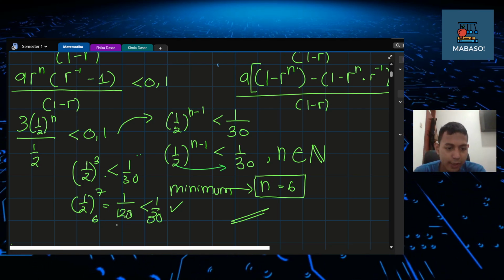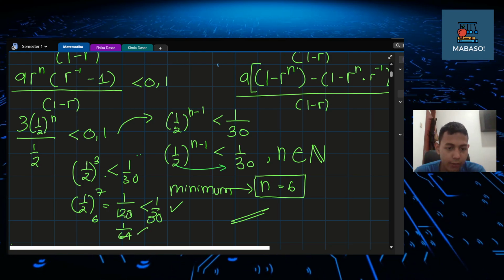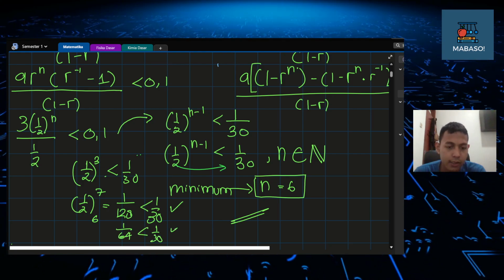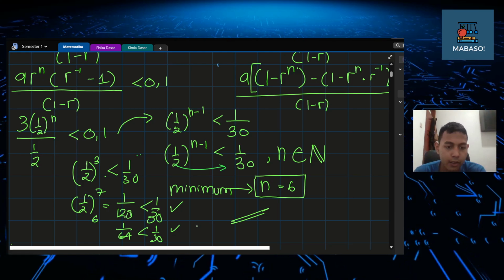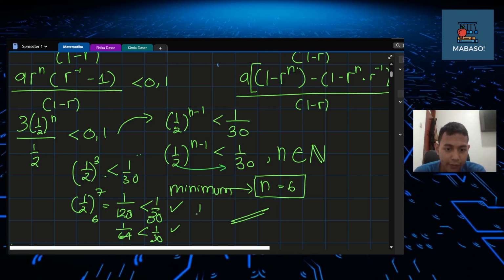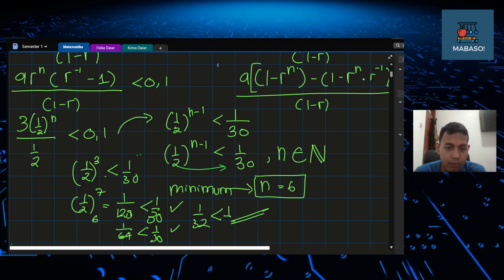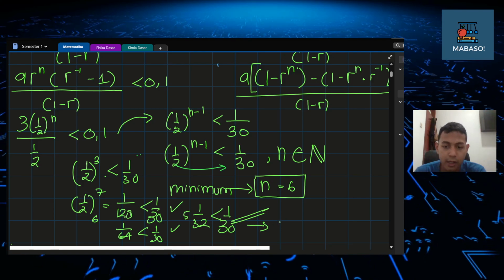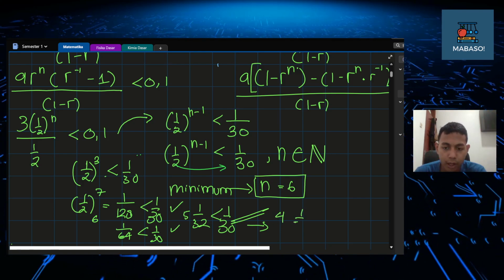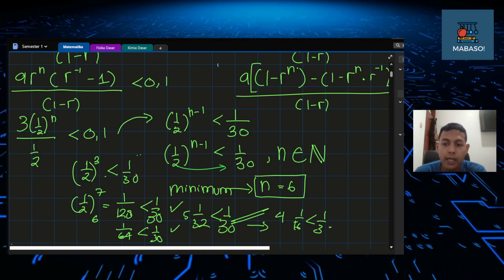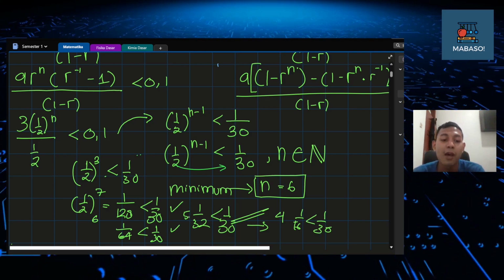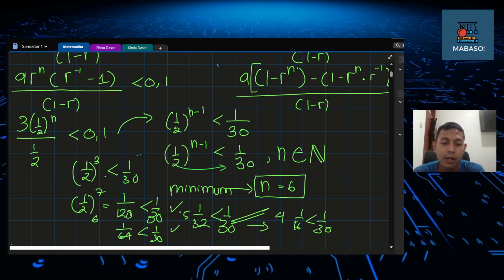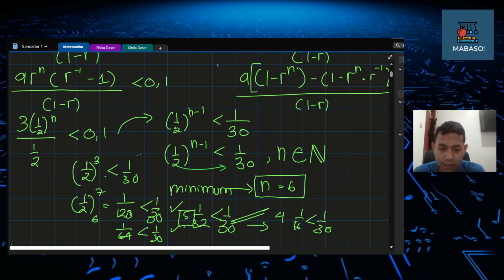If I set it to 6, 1 over 64 compared to 1 over 30, this is true, right? What if I choose 5? Well, this is still true. What if I choose 4? 1 over 16. Well, then we have found our smallest value, 5, but we are not yet done.